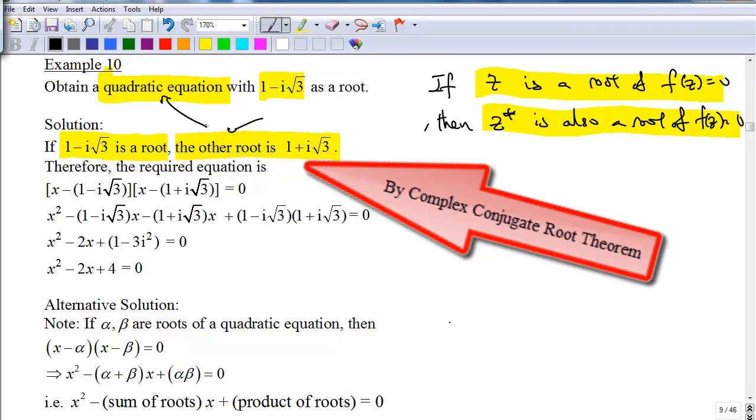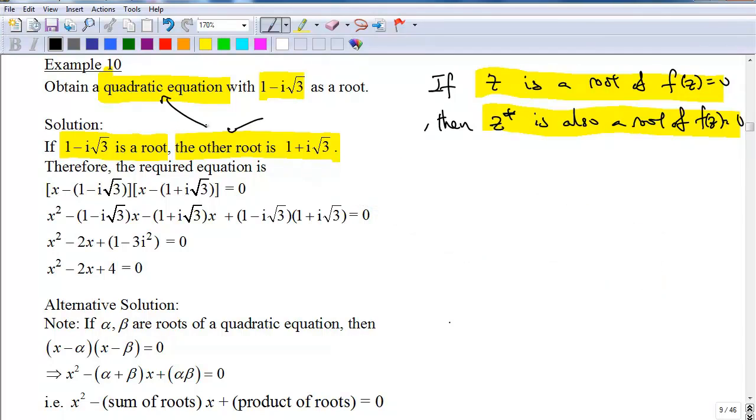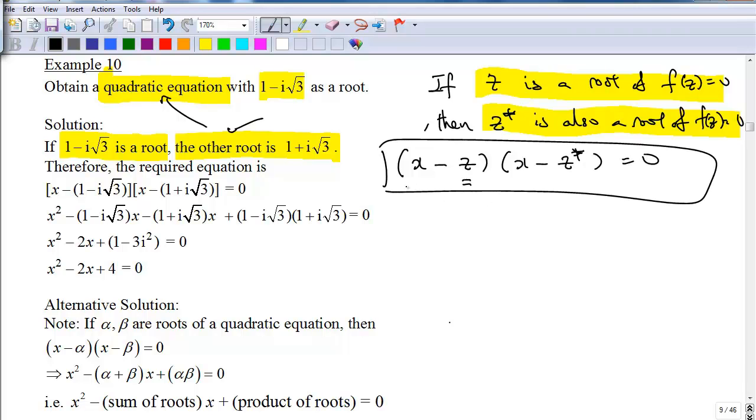Now there is only one other root here because this equation that I want is quadratic. So how do I form quadratic equations when I know the roots? Remember, x minus z, where z is the root, multiplied by x minus z conjugate equals 0 will be the equation I need. So I can write this down straight away. And all that remains now is to multiply them out term by term. And quite easily, I'm sure you can see that this will be your answer.